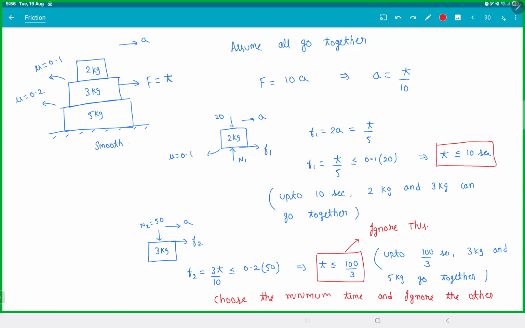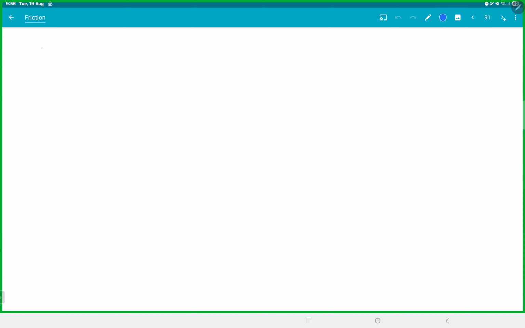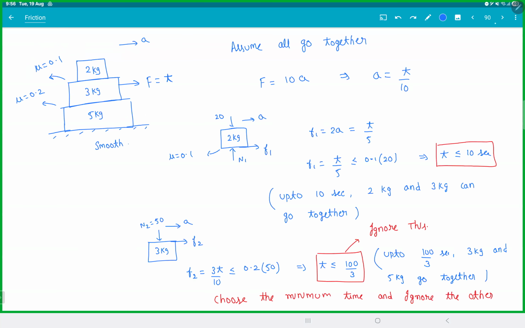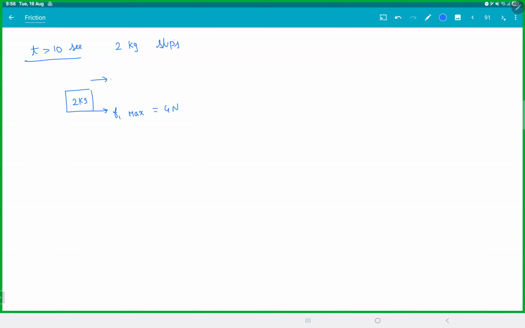So this is the headache with the 3 block problem. You need to check which block will slip first. Let's see, actually, when will the 3 kg and 5 kg slip? So for t greater than 10 seconds, 2 kg slips. Okay, then draw the FBD of the 2 kg block. This will be F1 max, which will be 0.1 into 40, that's 4 newtons. This will be the acceleration of 2 kg. So acceleration of 2 kg will be 4 by 2, 2 meter per second square. This has become constant. Now the other two blocks, the 3 kg and the 5 kg.